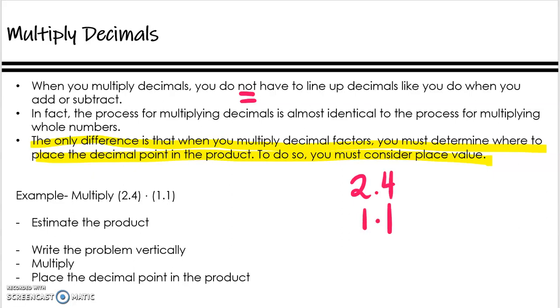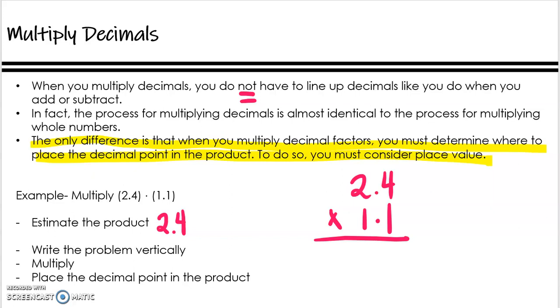Now for this one, the decimals do line up, but they do not have to, okay? Let's estimate first. Let's say that this is 2.4 times 1, okay? My answer is going to be somewhere around 2.4. That is how I will estimate at the end, does my answer make sense? So let's go ahead and multiply.